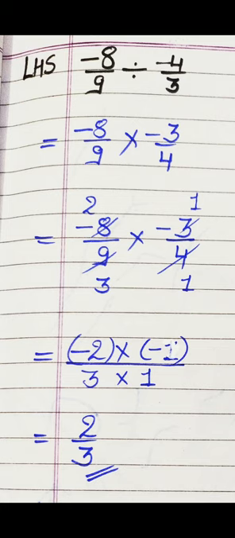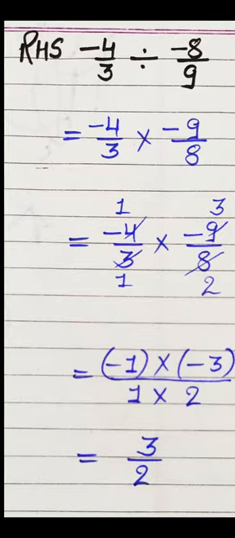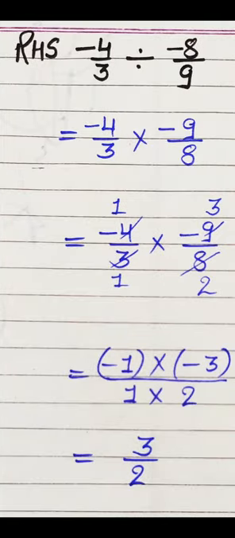Now let's check the right hand side value. Here we have minus 4 upon 3 divided by minus 8 upon 9. Again, this divide will convert into multiply, and there will be a reciprocal of the second term, so it will be minus 9 upon 8. Again, 4 and 8 are both divisible by 4, and 3 and 9 are both divisible by 3. After simplifying, in the numerator we get minus 1 into minus 3, and in the denominator 1 into 2. After multiplying, you get 3 upon 2.